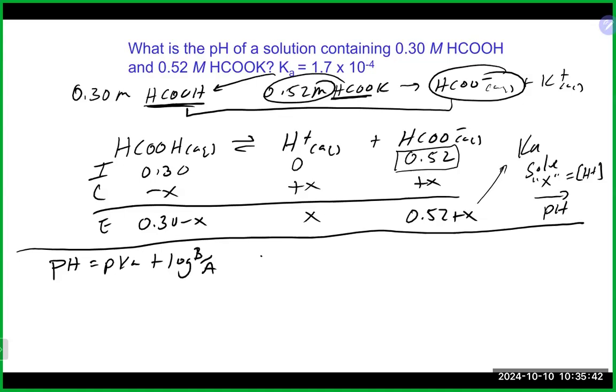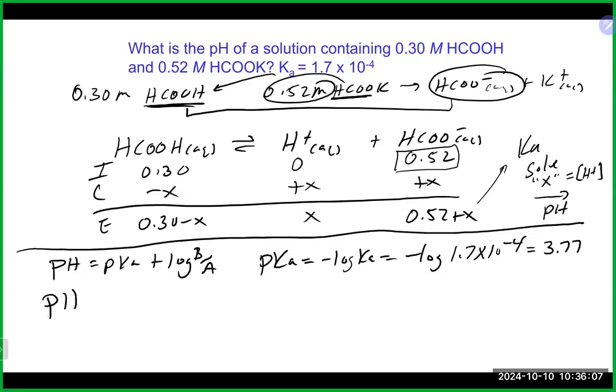We could calculate our pKa value, which is negative log of the Ka, which is negative log in this case of 1.7 times 10 to the minus 4. And that's going to get us there. 3.77 looks like, maybe.